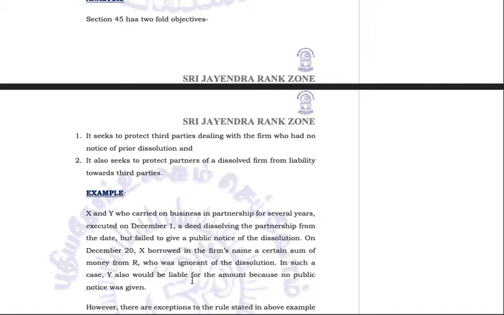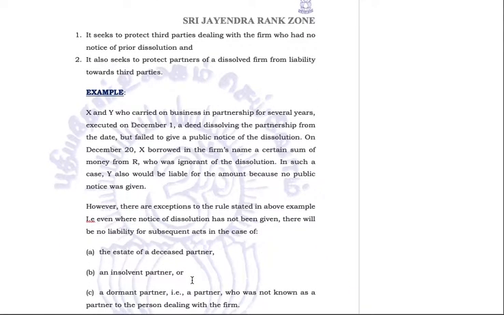So, when no public notice is given, R is lending money, thinking that there is a partnership firm and they are carrying on the business and they will be able to repay the money. But he does not know that the firm has dissolved. So it is the fault of X and Y both that they did not give the public notice. The amount has been taken by X only, but even Y would be liable because he has failed in his duty to give a public notice for dissolution of the firm. However, there are exceptions to the rules stated in the above example.